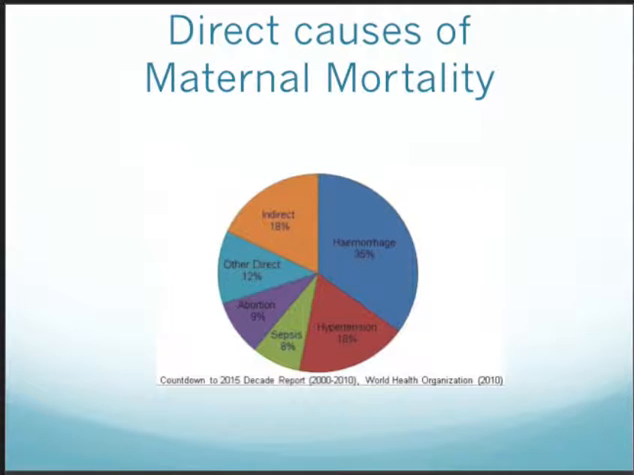Here we see a pie chart which makes clear that the vast majority of maternal deaths, here the 35%, are due to maternal hemorrhage, 18% due to preeclampsia, hypertension, sepsis, abortion, and other direct causes. So hemorrhage is the big ticket item here.